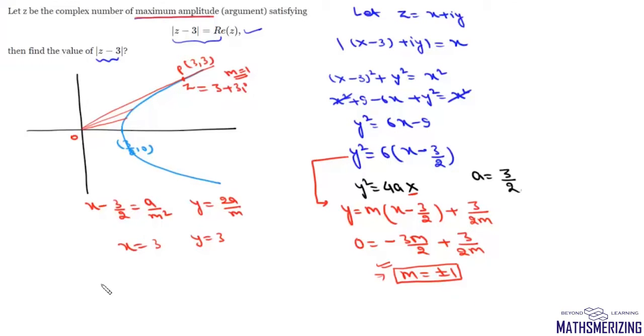Now we need to find the value of mod z minus 3. So mod z minus 3 will simply be mod of 3 iota, and mod of 3 iota is 3. So answer to this question is 3. Now here the question is, let z be a complex number satisfying this equation, which is mod of z minus 2 is equal to real part of z. Then we need to find minimum value of mod z minus 4.